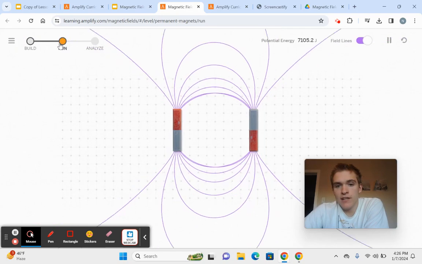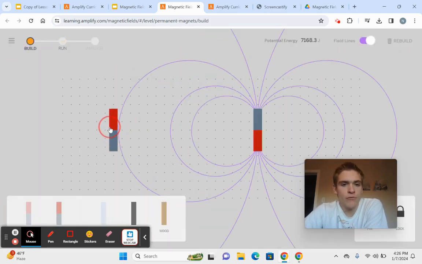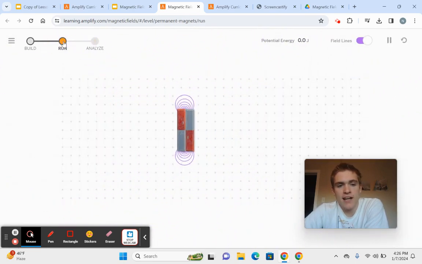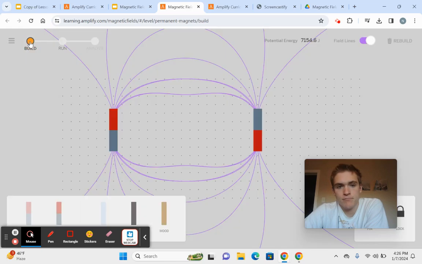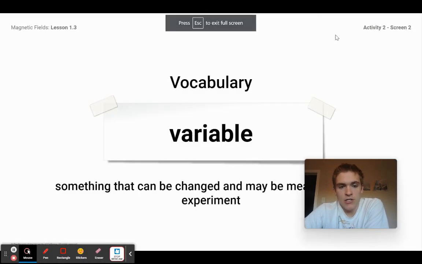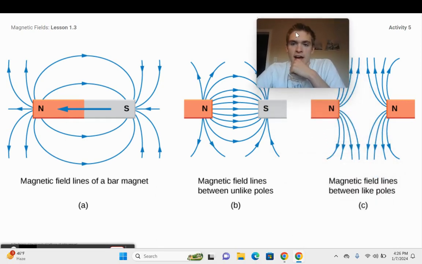When I run the simulation, we can see that these objects attracted. I can even move them further away from one another. And we can see that these objects attracted to one another. So the variable I changed was the rotation of the magnet. And we can see that in a normal magnet, the electrons are moving north to south in this circular motion.